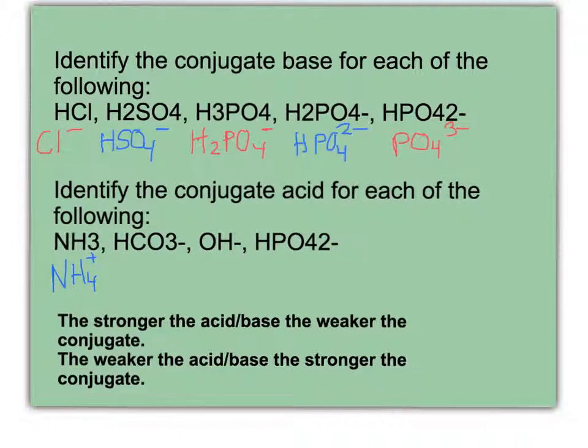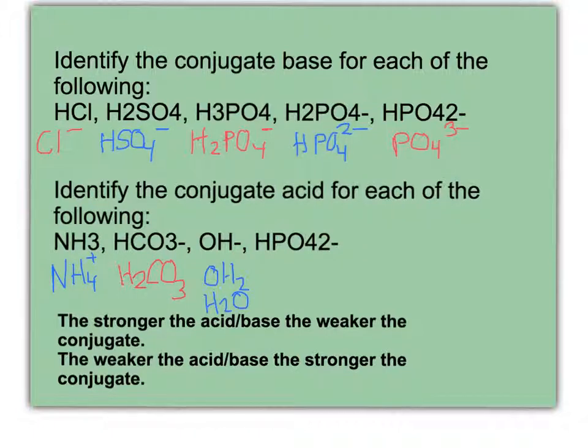Next one, HCO3 minus. Again, we're adding an H plus, so now we'd have 2 hydrogens, so H2CO3, and we were negative. We're gaining a positive, so negative and positive become neutral, so H2CO3. Next one is OH minus. We're adding an H plus, so it becomes OH2. It was negative, we add a positive to it, so it becomes neutral. So OH2, or basically H2O, same thing.